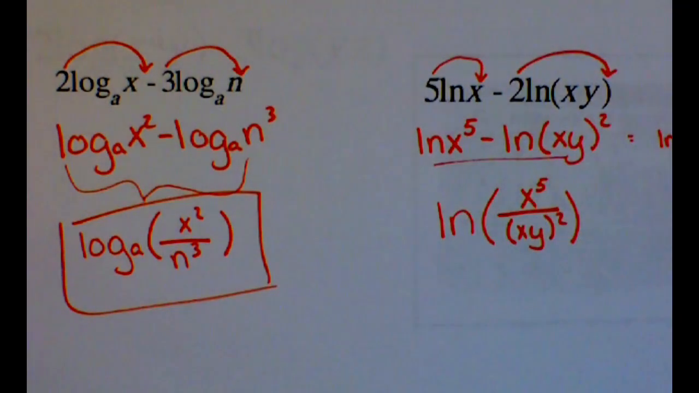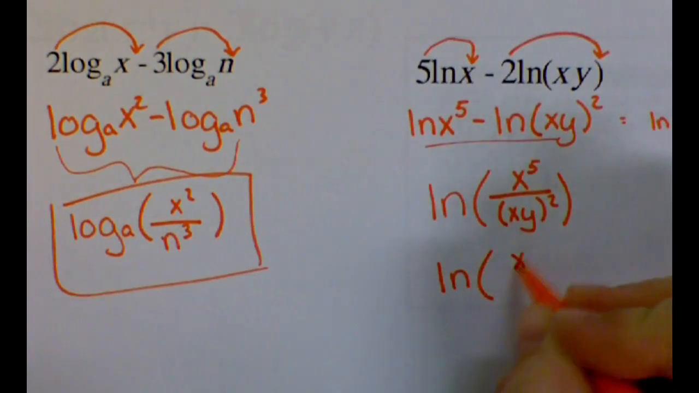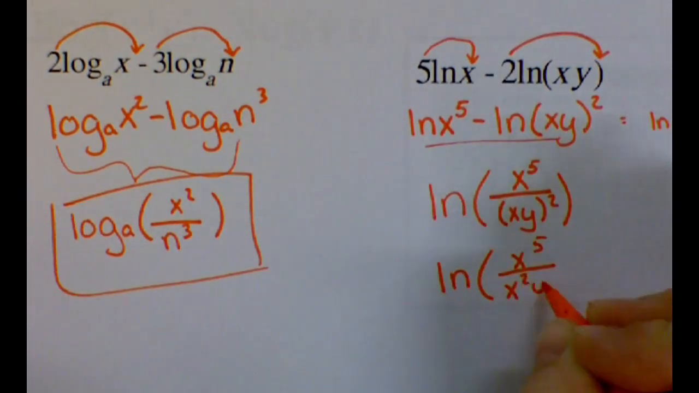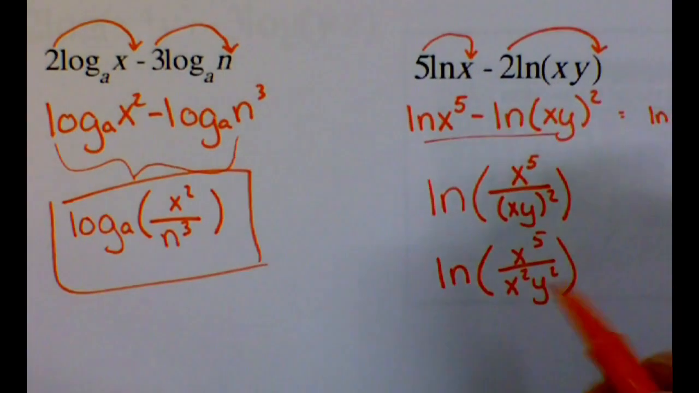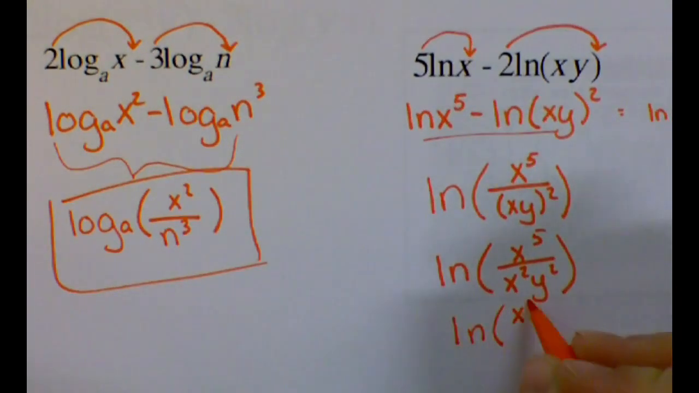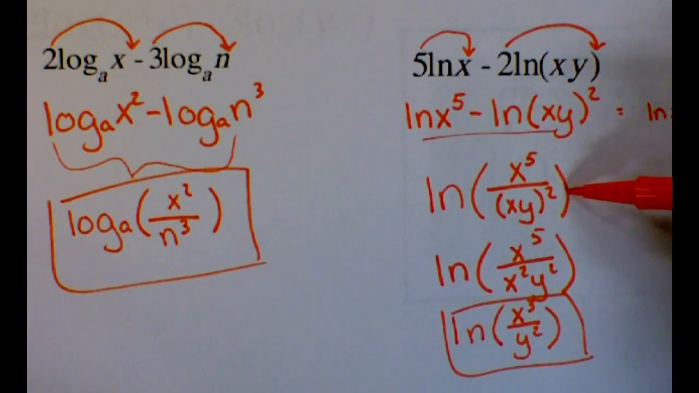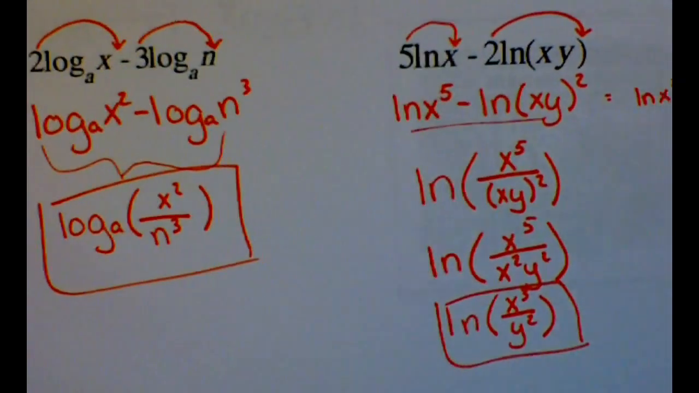Now, one nice thing about distributing that square: if I write it as x to the 5th power over x squared y squared instead, my x's can cancel. And actually, I have the natural log of x cubed over y squared in the simplest form. For this problem, if you said this top answer, I would not mark it wrong, probably though.